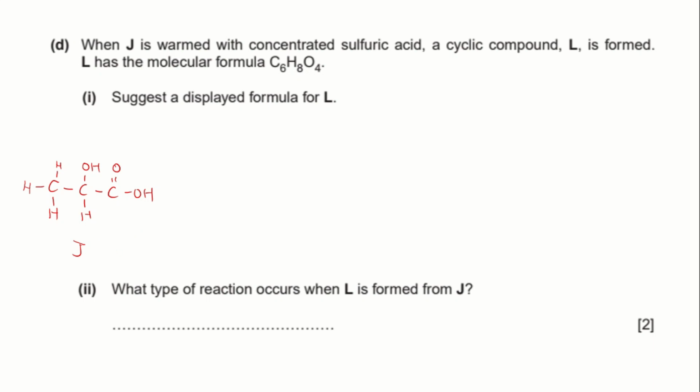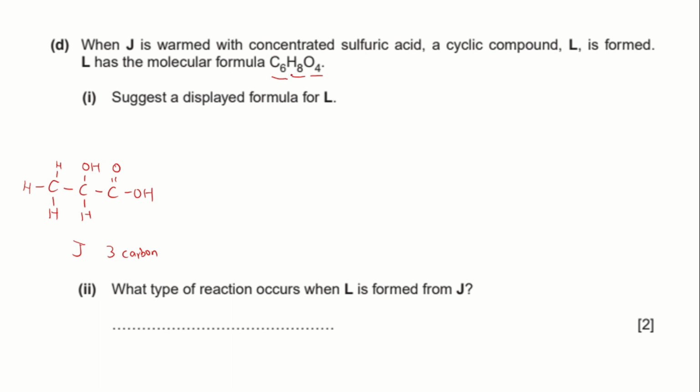This is the structure of J. One J molecule contains 3 carbons. When J is warmed with concentrated sulfuric acid, a cyclic compound L is formed. L has molecular formula C6H8O4. So J becomes L.